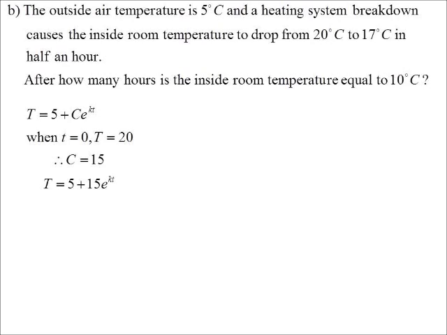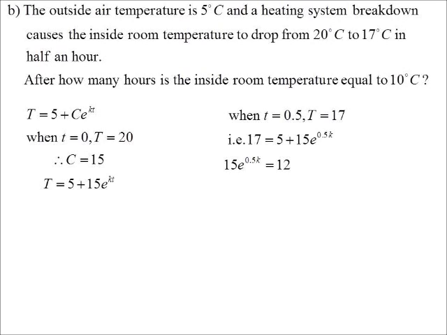We were told that the initial temperature is 20, so therefore C must be 15, because remember we said that 5 plus C would equal the 20. Or if we don't remember that, we could simply substitute in t equals 0, and we get T equals 5 plus C, or 20 in this case. Either way, C becomes 15. So there's our new formula: T equals 5 plus 15e to the kt. Need to work out what that constant is now. They've given us another condition. We know that after half an hour, so t is 0.5, the temperature drops to 17. So we sub that in, and once again we have an exponential equation to solve.